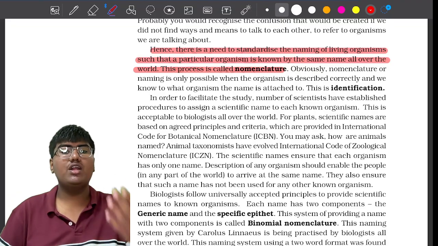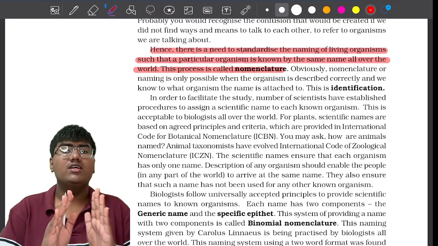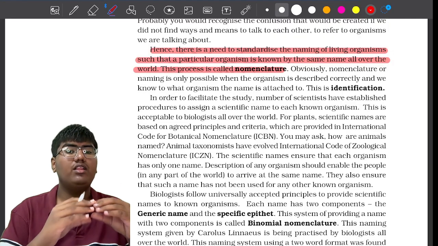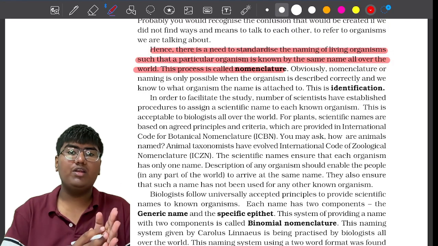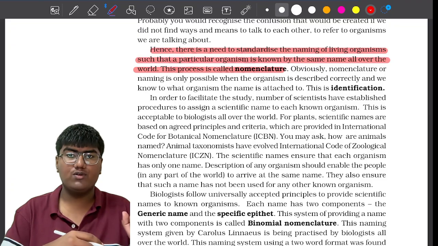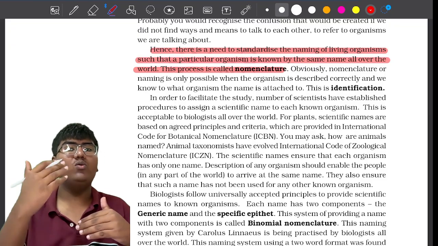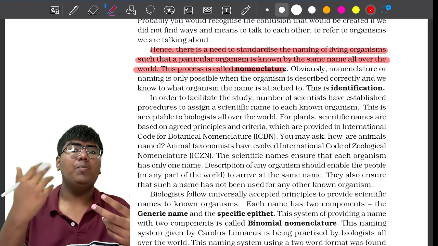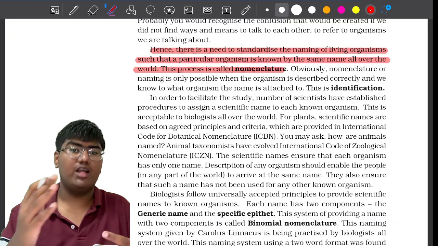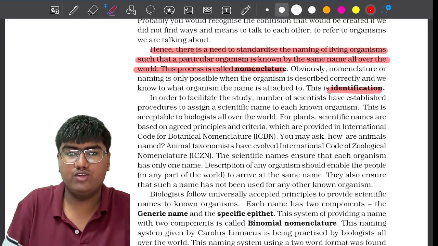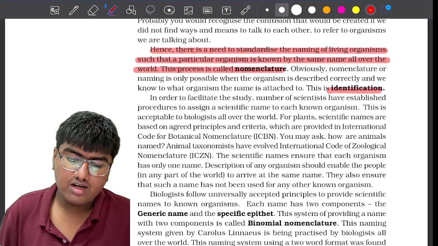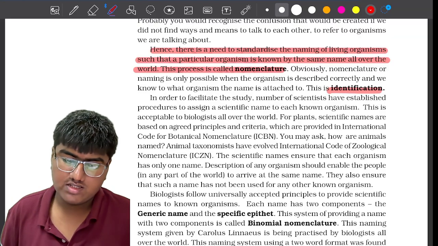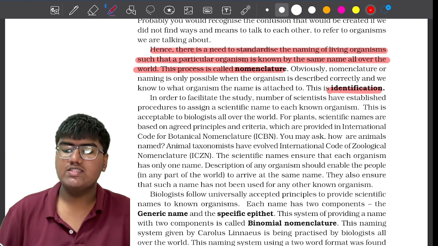So nomenclature and identification are two important definitions, but they are very different from each other. Nomenclature is just a standardized naming process of living organisms, but we can only name a certain living organism when it is easily described and we can easily have a name attached to it. That is nothing but identification. In order to facilitate the study, a number of scientists have established procedures to assign a scientific name.